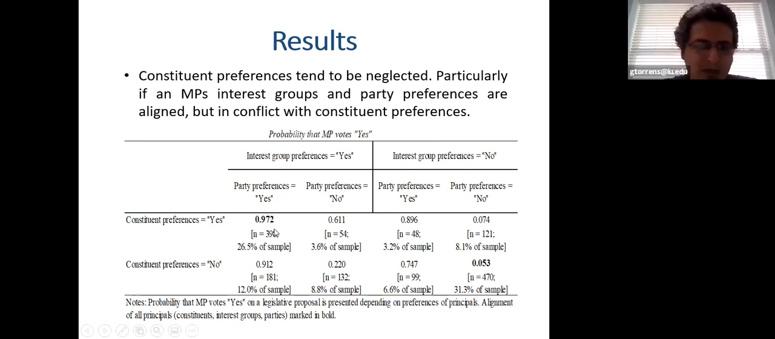There are several ways of seeing this. For example, look at this 0.972 in this table. Then if you move to the right, you are going to see a 0.611. This is the probability that the legislator votes yes when all the principals vote yes. So you get almost 100% yes, 97%. But what happens when the party says no, while the voters still say yes and the interest groups still say yes? That number goes to a little bit more than 60%. I don't want to go over all the cases here, but you always get more or less the same idea: when the voters want something different from what the party wants, they are heavily penalized.